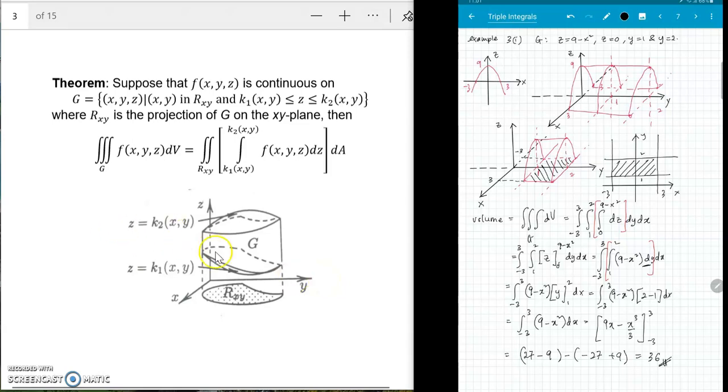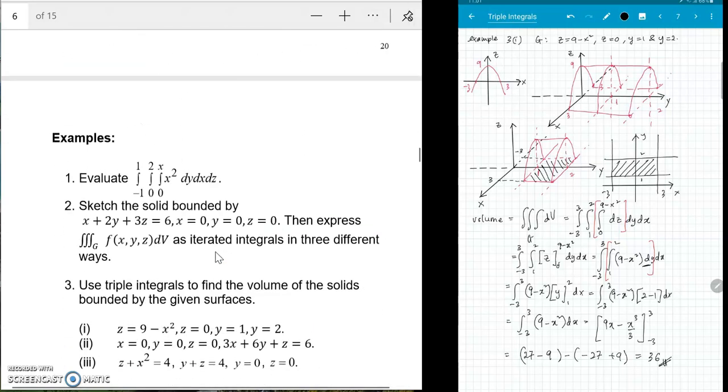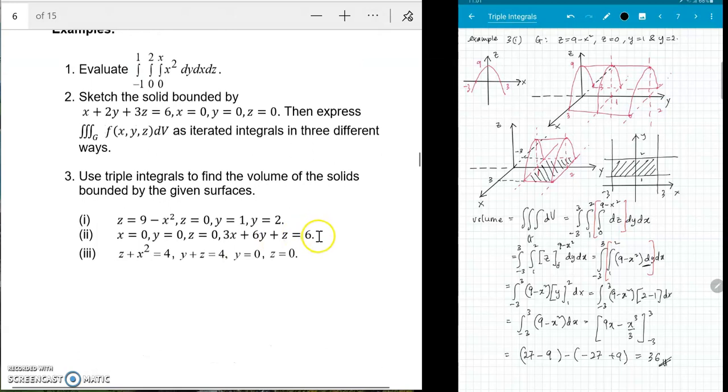Next, we have item 2. For item 2, I'm going to leave you to solve this yourself, because what you get here would be a tetrahedron, which is similar to example number 2, except now your function f(x,y,z) is just 1. So figure out the upper and lower limits. It's very similar to example 2. And example 3, item 3, I'm going to leave for our next video.